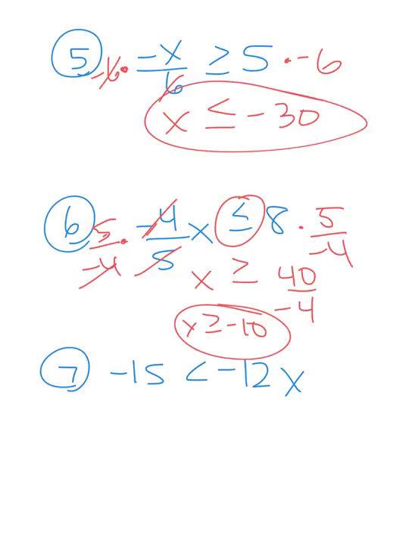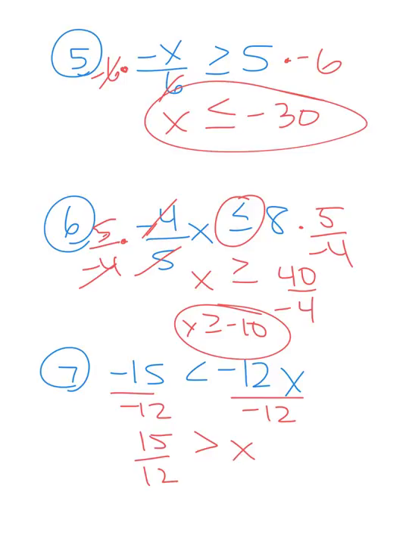In the last problem, I have negative 15 is less than negative 12x. So I'm going to isolate my variable, divide both sides by negative 12. Divided by a negative number, I'm going to change the direction of the sign. I have a negative 15 over negative 12, so that gives me a positive 15 over 12 is greater than x.